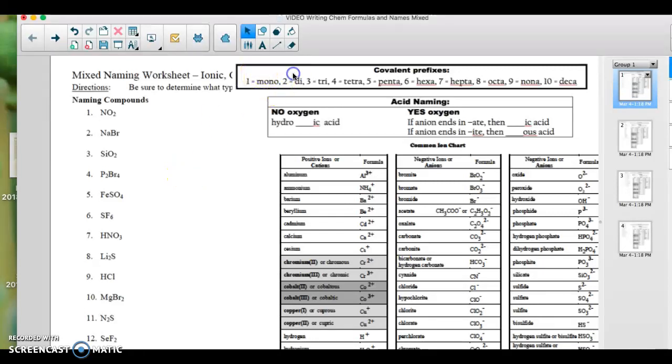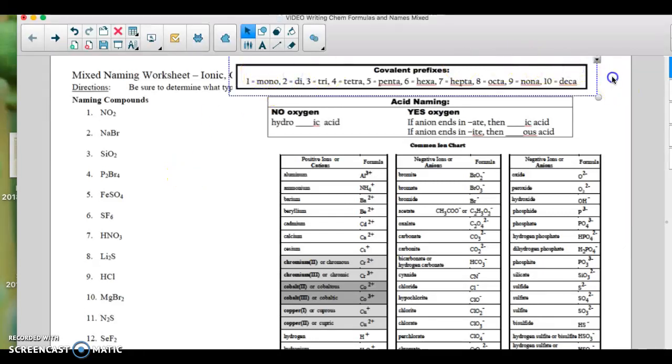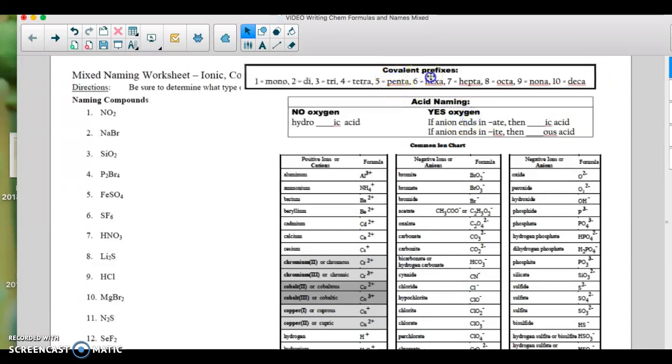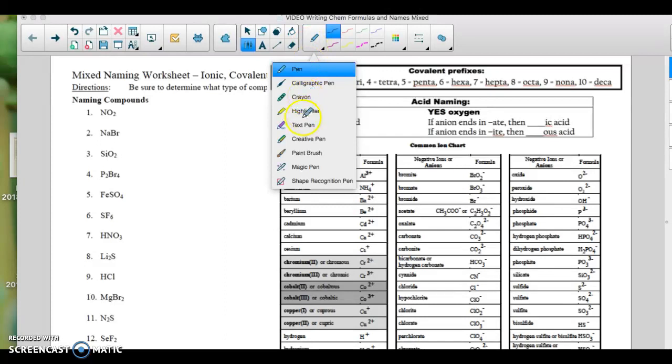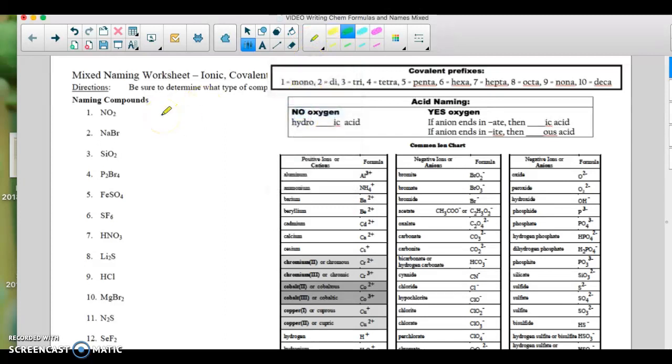Hey guys, so I'm here to review with you how to name the three types of compounds. So covalent compounds, ionic compounds, and acids. So this first part, I'm going to do acids with you. So when you're looking at the formulas, you're looking for anything that starts with a hydrogen.